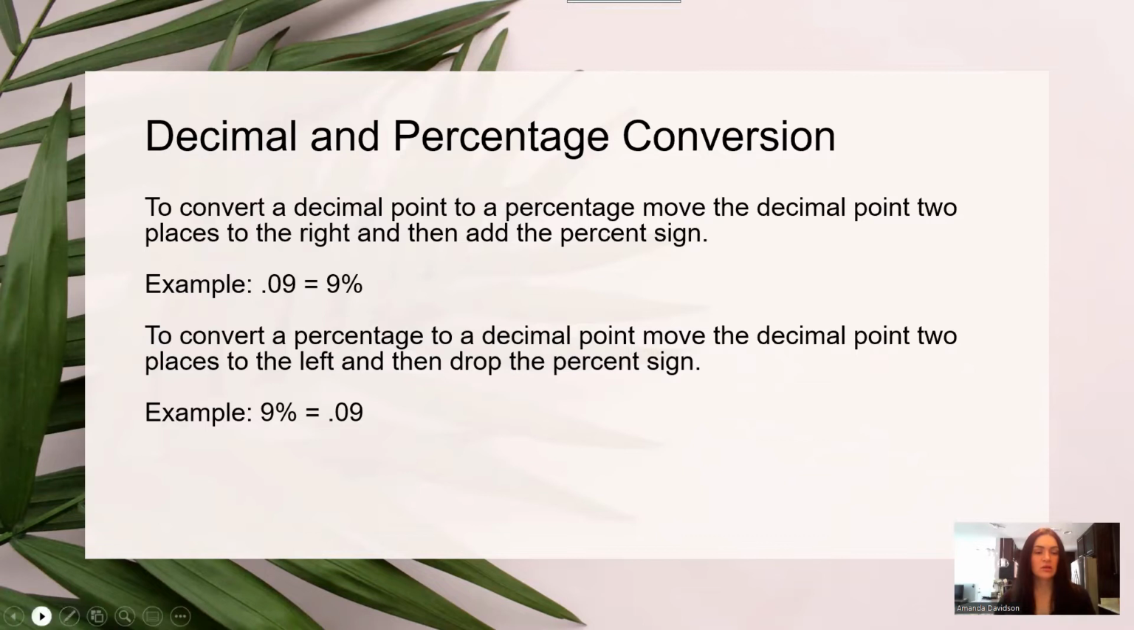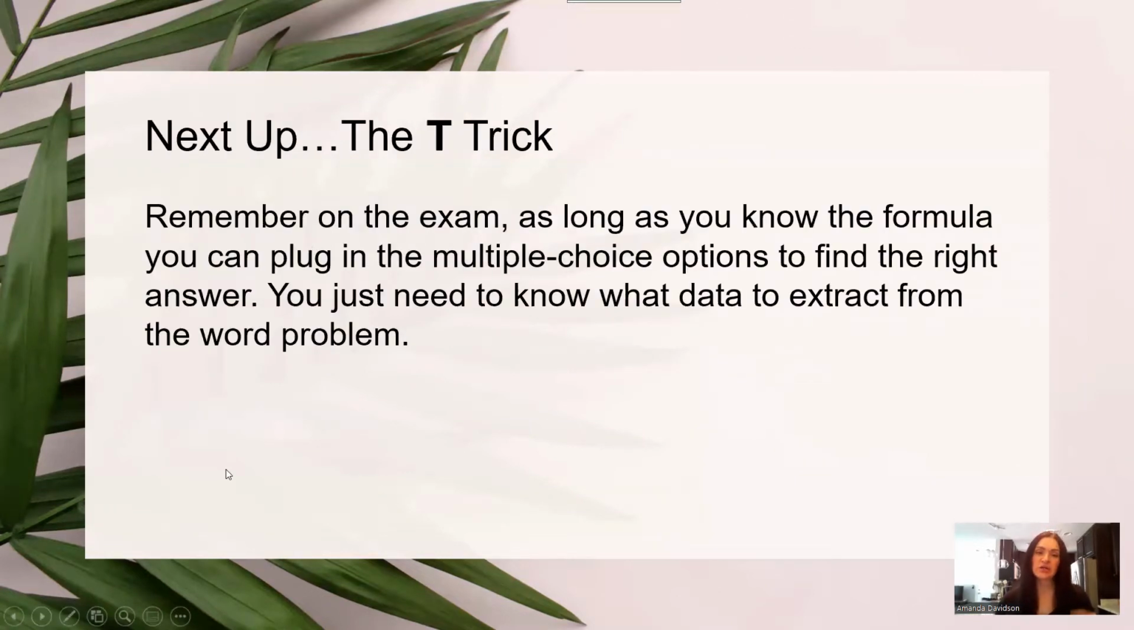Next up is the T trick. On your real estate exam or in the field as well, if you know the formula, you can plug in and get the exact answer. It's actually easier on the real estate exam than it is in real life day to day because the real estate exam is multiple choice. So, as long as you can determine the numbers for the formula, you could actually go through each answer to determine which is the correct one. You're only going to have 4 choices, so that definitely helps narrow it down.